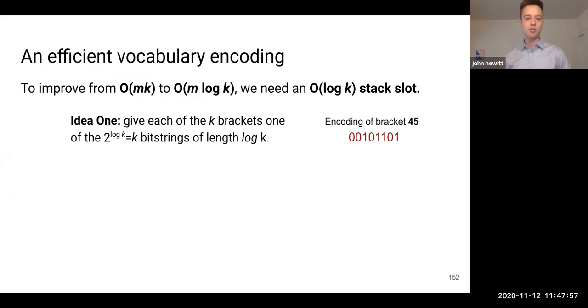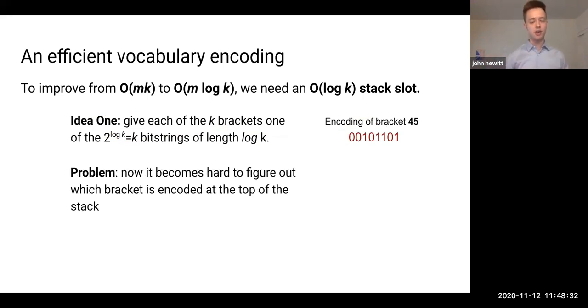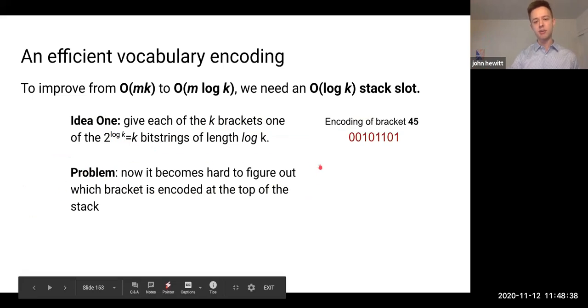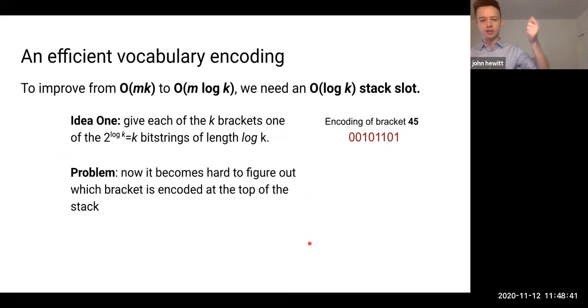We said that each of the k brackets was encoded by a 1-hot vector. Well, if you need to go from k to log k, idea number 1 is just, instead of a 1-hot vector, use a distributed encoding where you assign each of the k brackets a bit string of length log k. You've got 2 to the log k bit strings for that length. And so now bracket 45 could be encoded like this. There's a couple of things that go wrong here. Making the stack construction still work is not obvious for the LSTMs, at least. For the RNNs, it's pretty easy. But now it also becomes hard to figure out which bracket is encoded at the top of the stack, if you have a simple readout function.